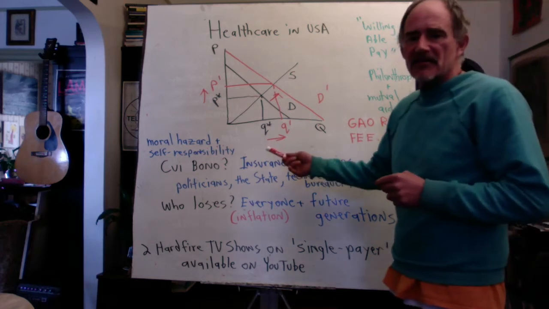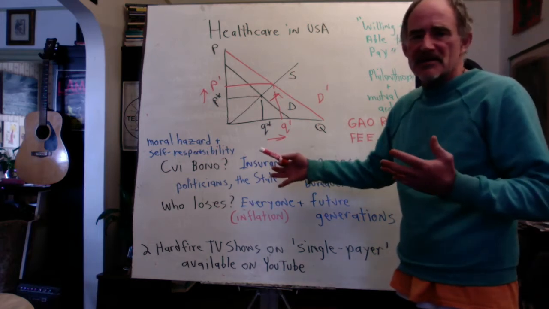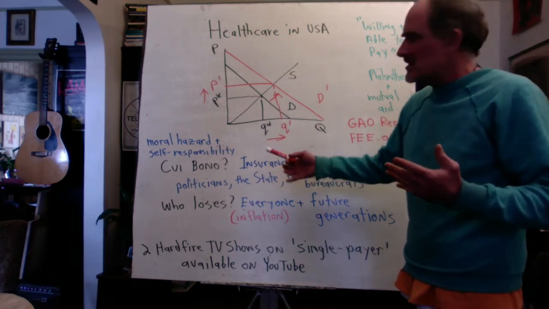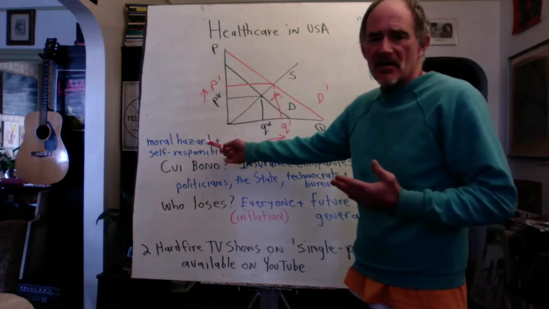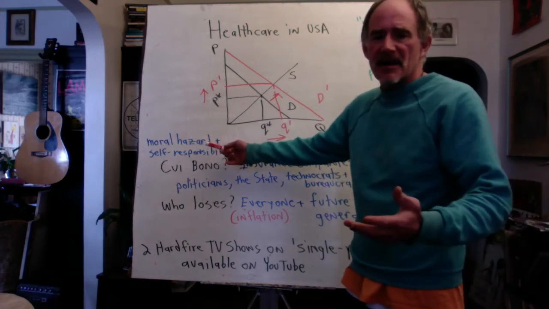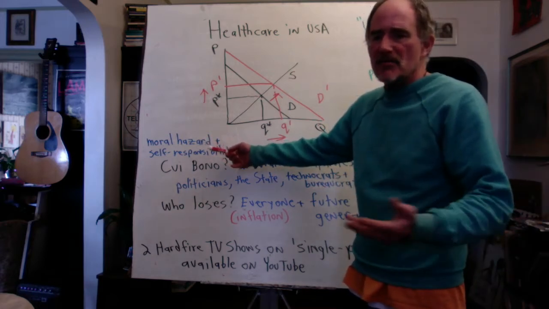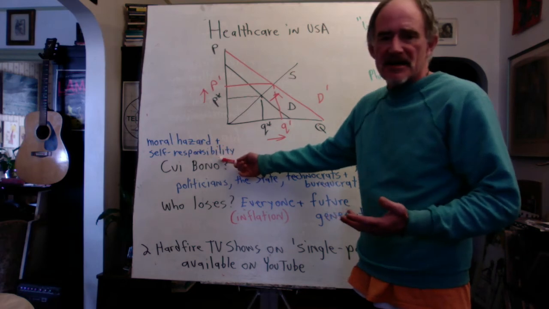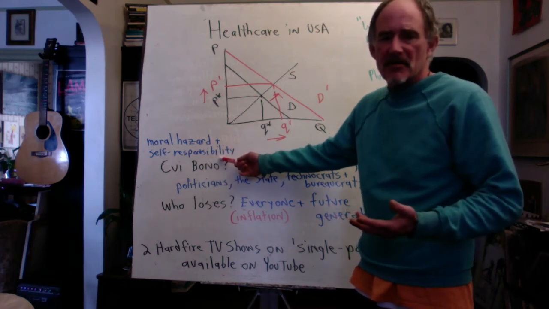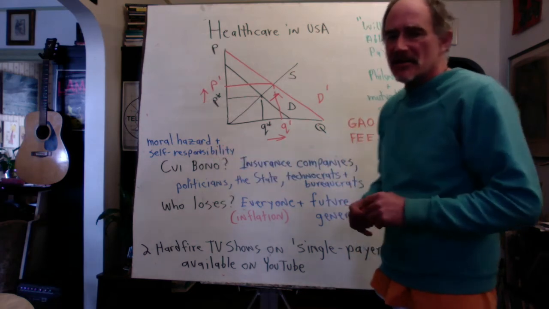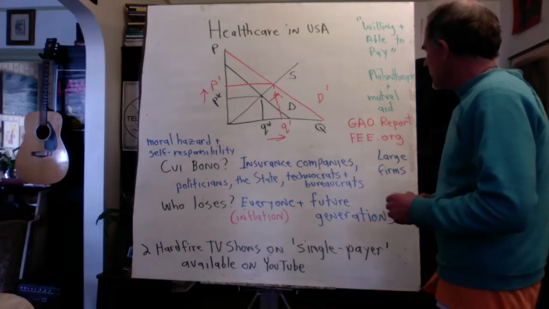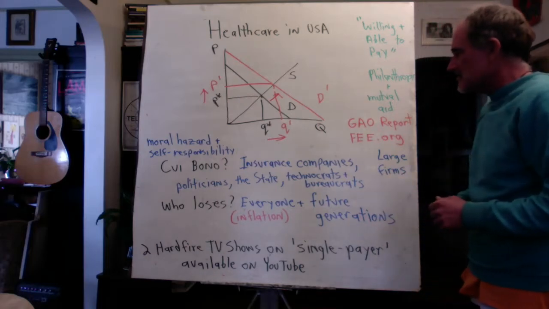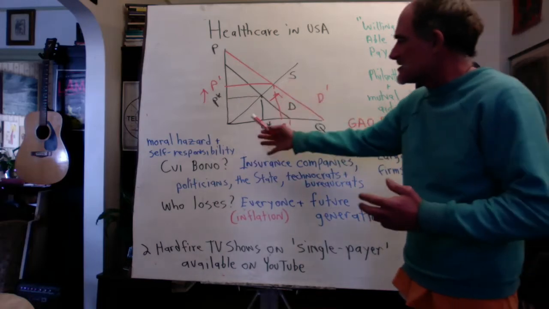Another drawback of universal healthcare or socialized medicine is the moral hazard. When the state's providing for you, then you don't have incentive to take care of yourself, right? It's called moral hazard. And so who benefits from this situation?